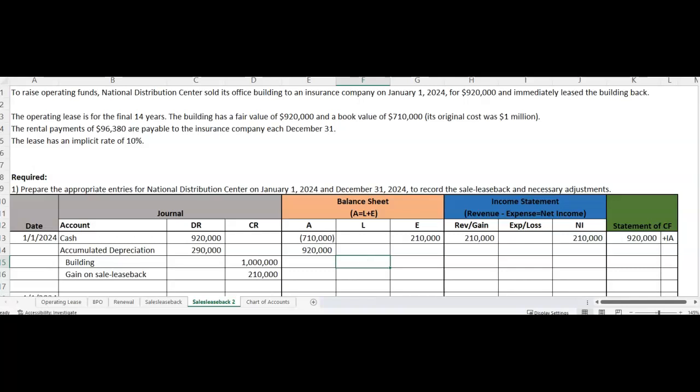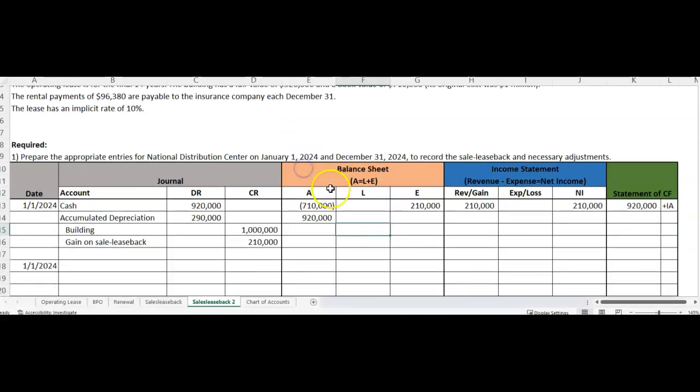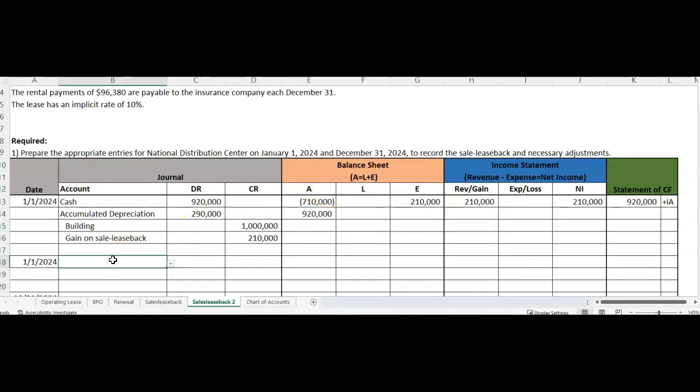Now, once that's done, the next step is we have to record the operating lease. Now, remember, what was the difference between financing and operating? Just how we amortized it. But initially, we still recorded that same right-of-use asset.